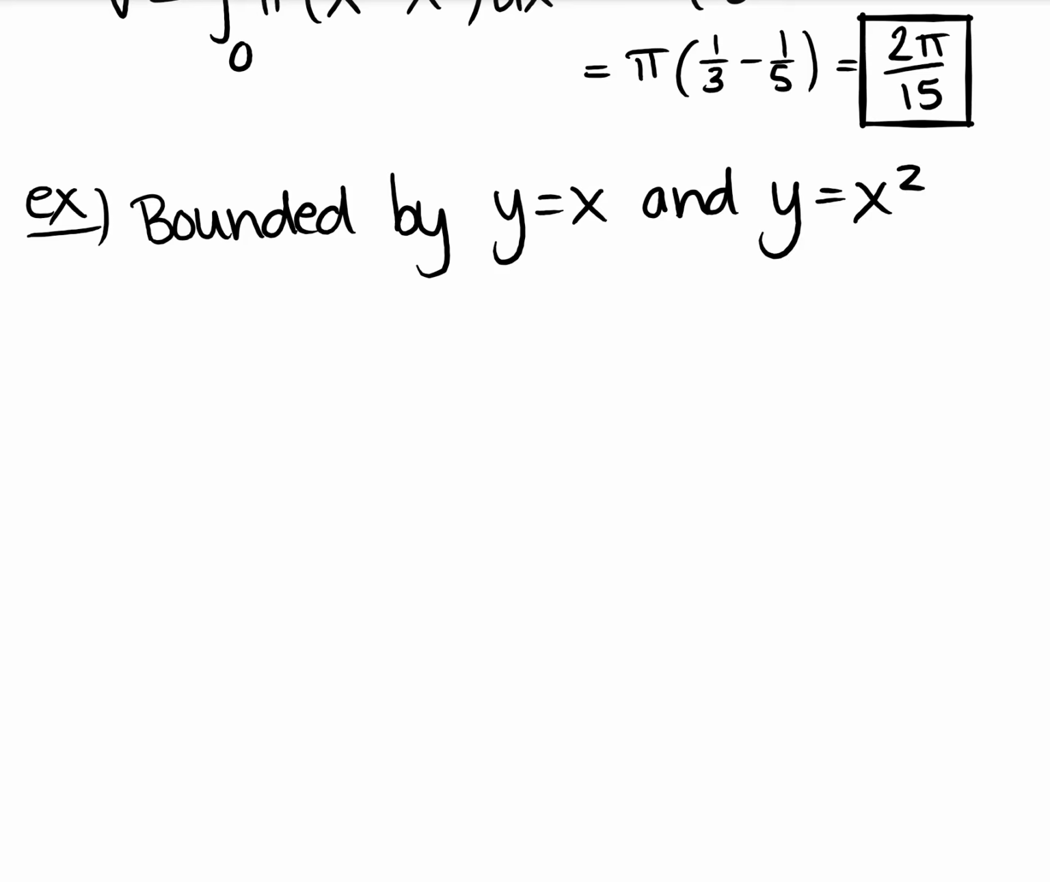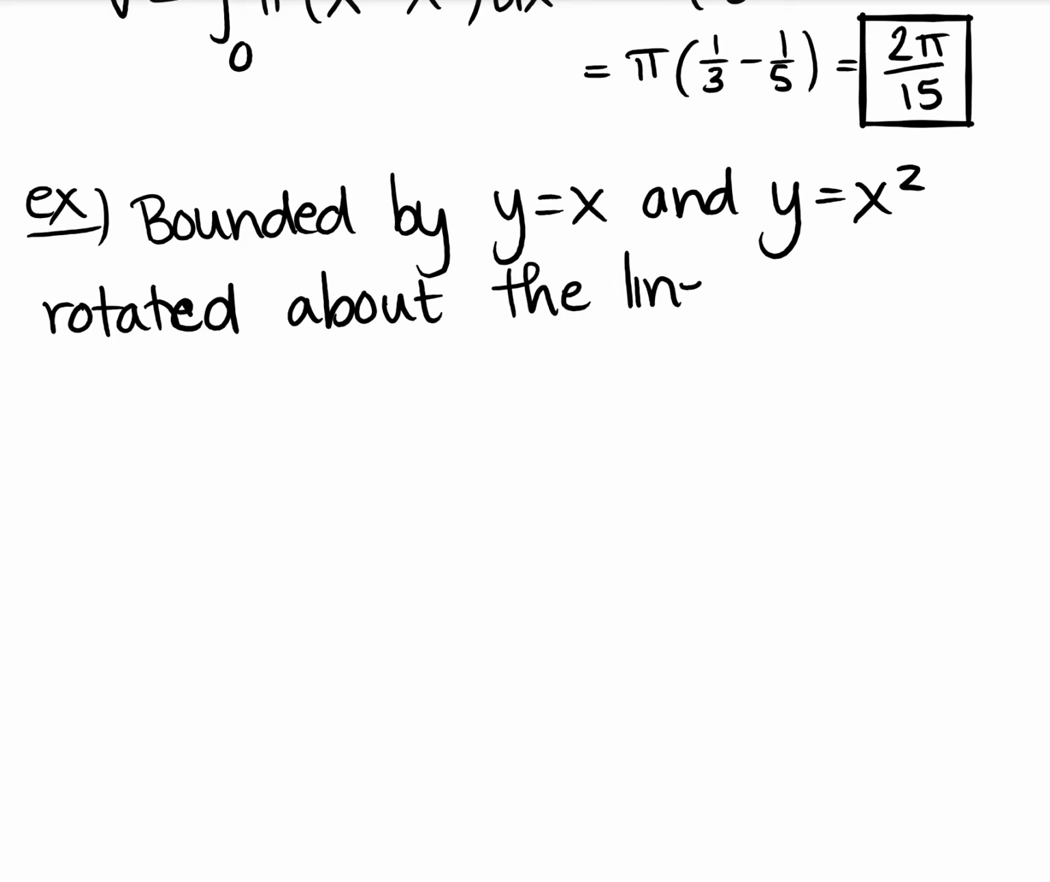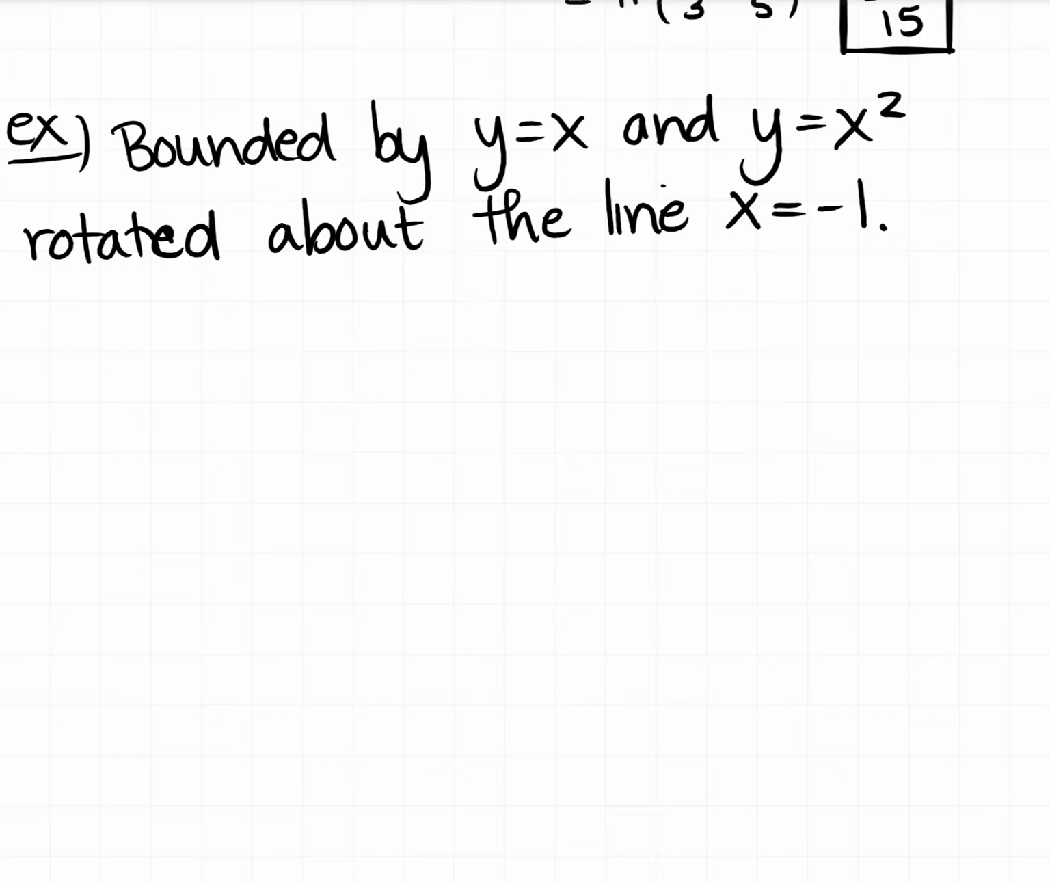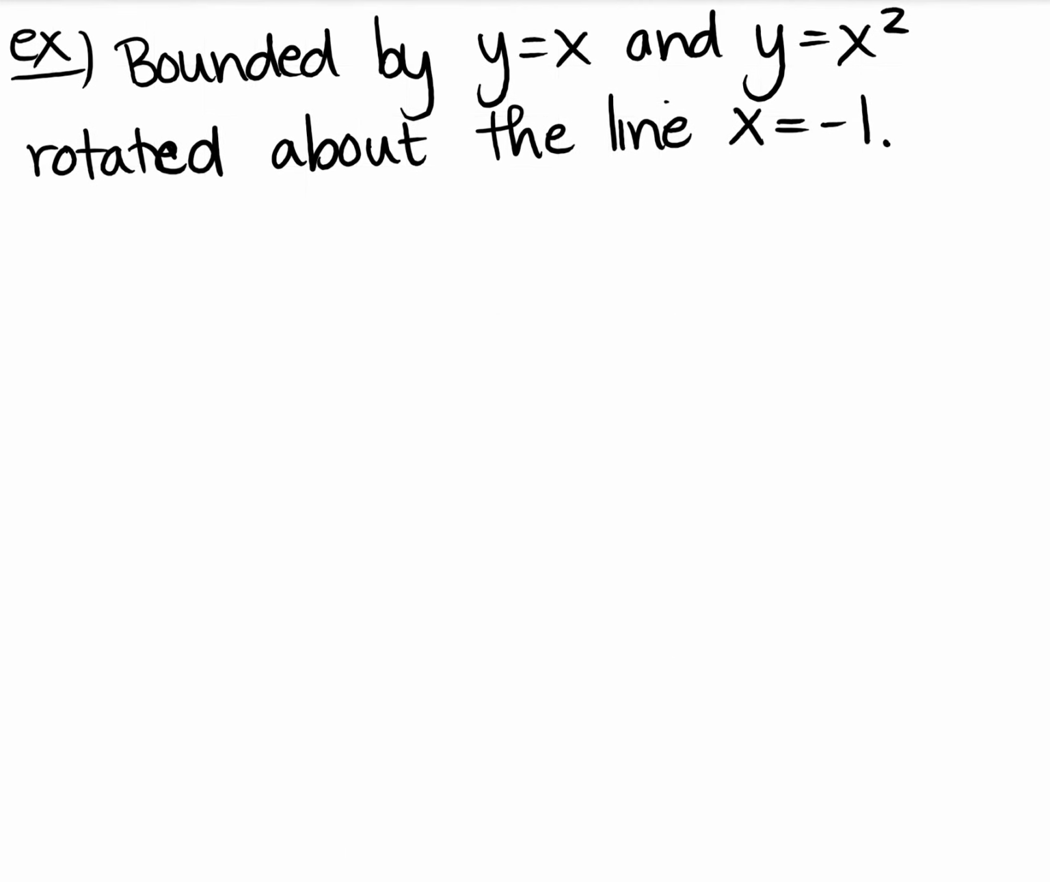Okay, but now instead of revolving this guy or rotating it about an axis, like an x or y axis, I want to rotate about a line. So this is going to be a little interesting. So maybe I won't get done early because this might take us a few minutes to kind of figure out. So now I actually want to rotate this guy about the line x equals -1.